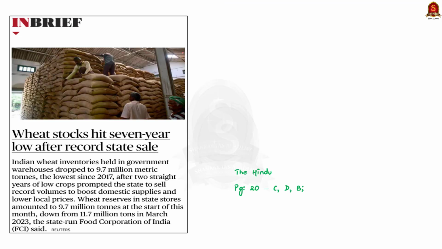Look at this news article. The Food Corporation of India reports that as of the beginning of March, there were 9.7 million tons of wheat reserves stored in the state warehouses. Compared to 11.7 million tons of wheat in March 2023, the value is very low. So the state has decided to sell record volumes to boost domestic supplies and lower the local prices. In this context, let us learn about the Food Corporation of India from the prelims perspective.